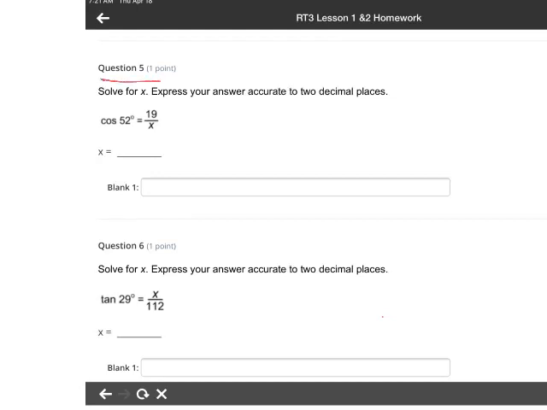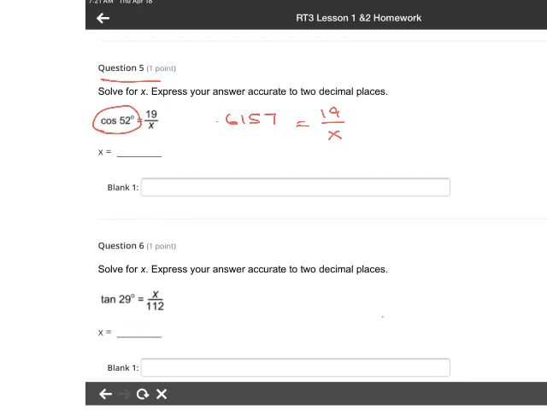When we're dealing with a problem like this, what we have to remember is the cosine of 52 is a value. So we plug it into our calculator, making sure that you're in degree mode, and you get an answer of 0.6157 rounded to 4 decimal places. We want to make sure we use a lot of decimal places here for accuracy. And that is equal to 19 over x.